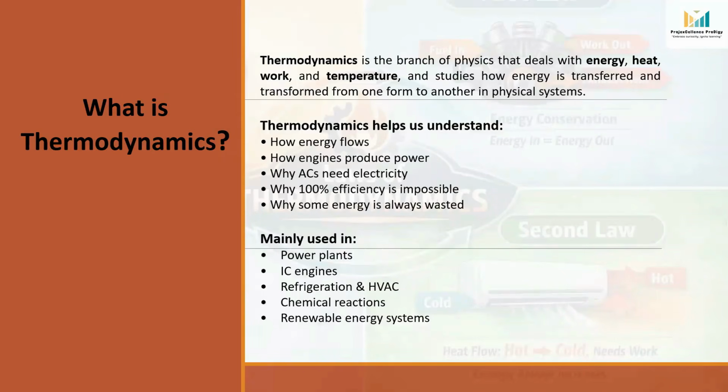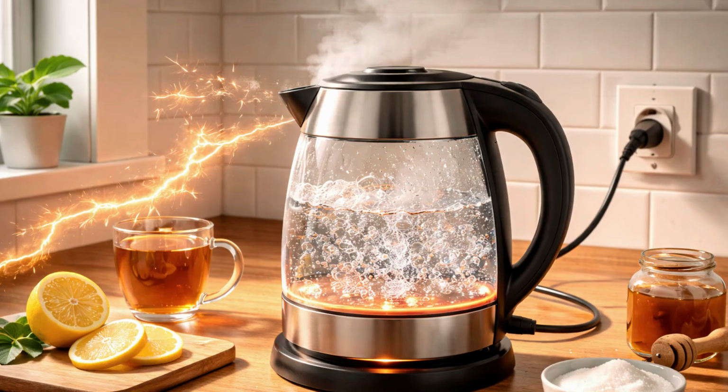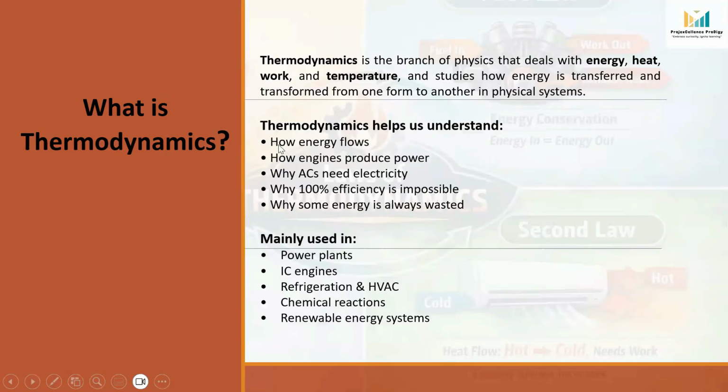Let us take a simple kitchen example. When you boil water using an electric kettle, what happens? The electrical energy is converted into heat energy, and that heat flows into the water, which raises its temperature. Thermodynamics explains how energy flows, where the energy came from, and where it finally went. It explains how engines produce power, and also why engines become hot.